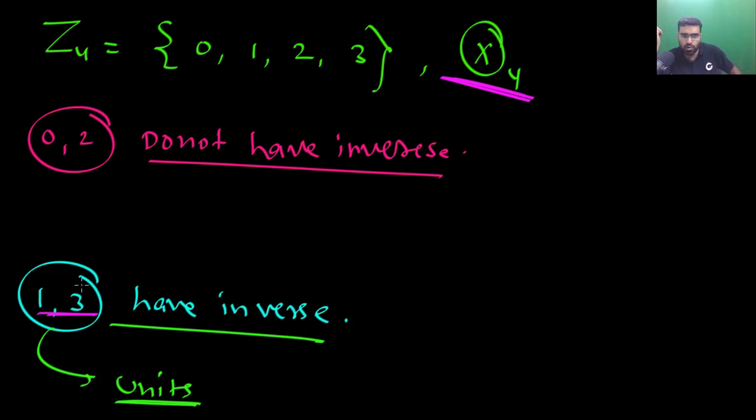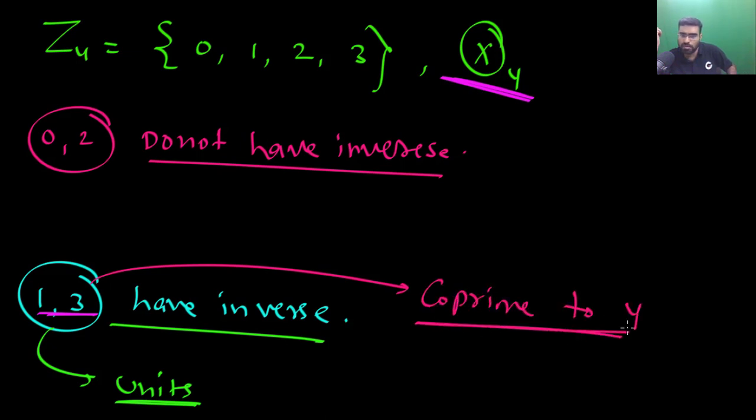The reason is because they are co-prime to 4. These are relatively prime to 4. You can notice that GCD of 1, 4 is 1, and GCD of 3, 4 is 1. So they are relatively prime to 4.